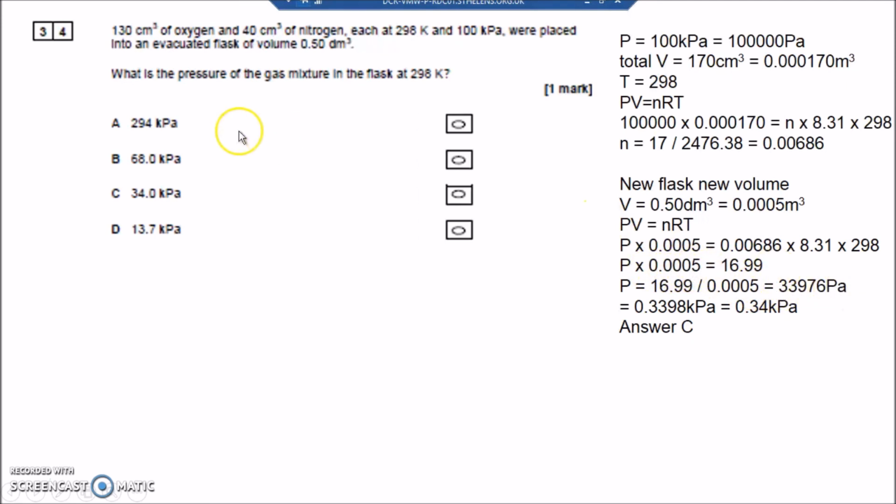33976 pascals. All of these are in kilopascals, so to get pascals up into a larger unit value of kilopascals, I have to divide by 1,000, 33.976. 33.976 kilopascals. The closest one to that is 34 kilopascals. Two significant figures. My answer is C.